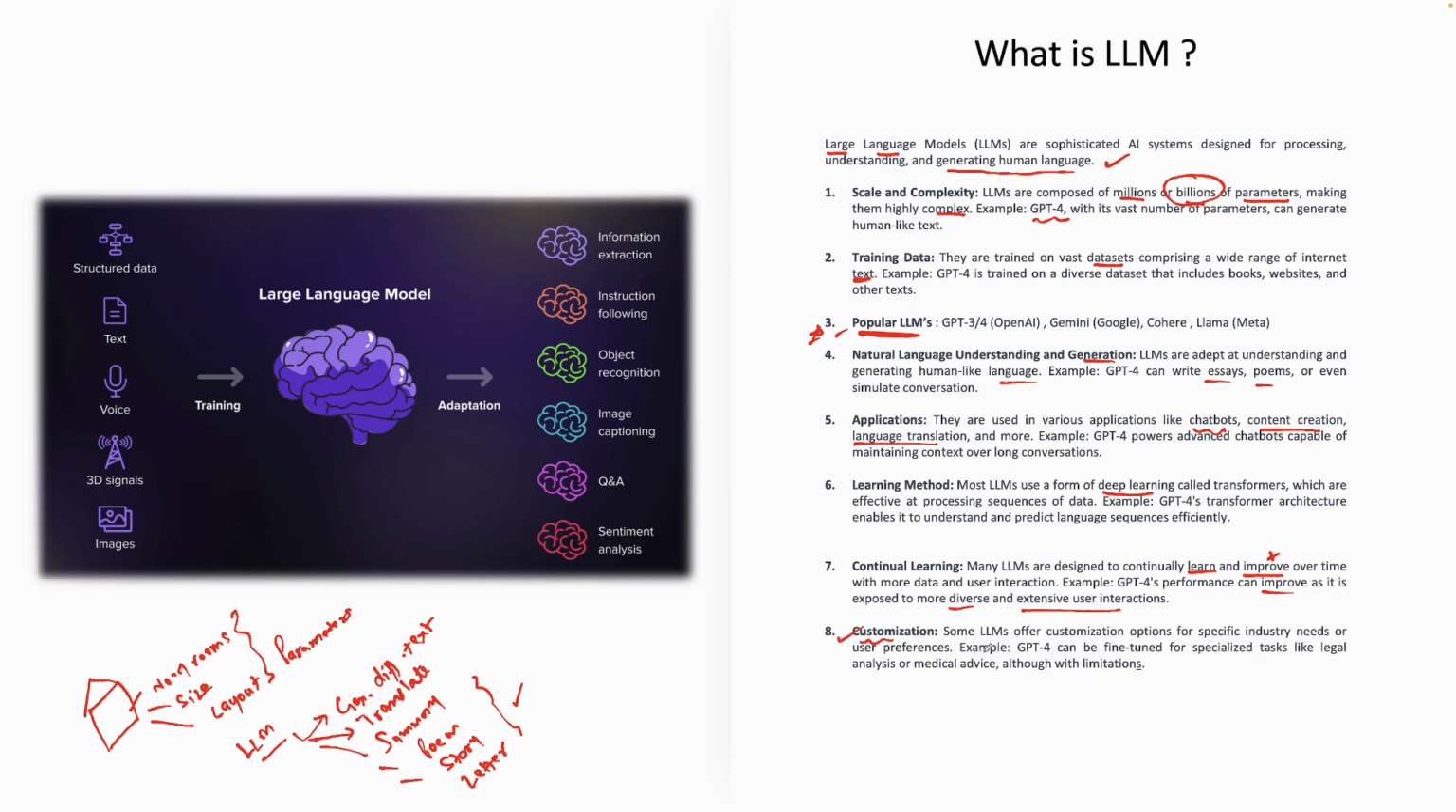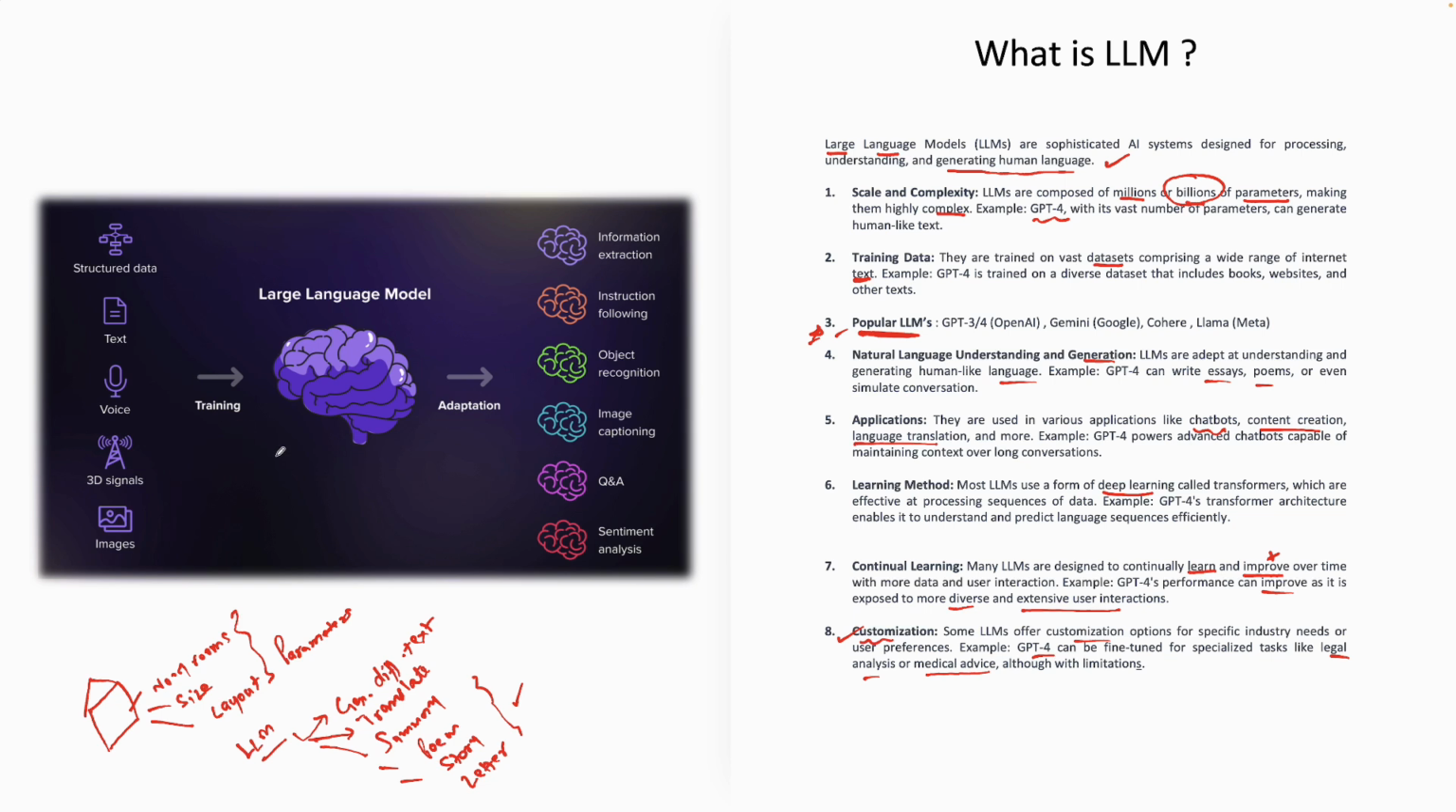The good news is that you can customize. Either you can just use a pre-trained model, or you can customize as well. Some LLMs offer customization options for specific industry needs. Like GPT-4 can be fine-tuned for specific legal analysis or medical advice. Let's say you want the language to be really legal language. You can actually customize your model to achieve that level of understanding.